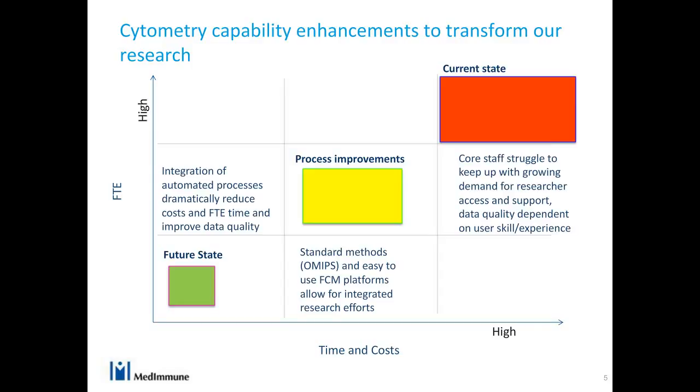We believe that through process improvement and the utilization of standard methods such as those published in Cytometry, and easy-to-use flow platforms, we will allow for integrated research efforts and shared research efforts across our large organization. Furthermore, the future state that we're trying to achieve would allow for the integration of automated processes, dramatically reducing our costs and FTE, which is full-time employee time, which can improve the quality of our data.